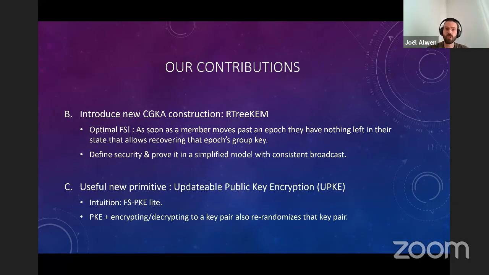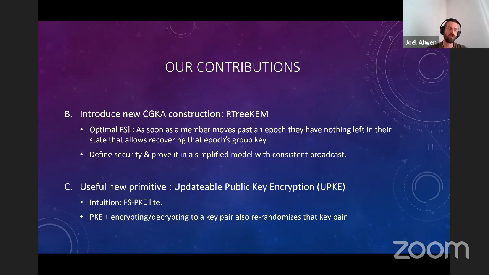In order to define R-TreeKEM, we actually introduce a new primitive, which I think will be interesting in its own right. We called it updatable public key encryption. It's related to similar primitives in the two-party secure messaging literature. And I think of this as forward secure public key encryption light. By light, I mean we relax the notion of forward security that we usually would consider for public key encryption. And what this buys us is truly practically efficient constructions. I'm talking one more group element than an ElGamal encryption. So this is something one can really use.